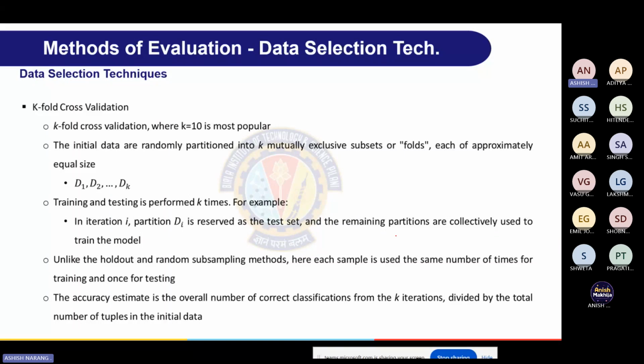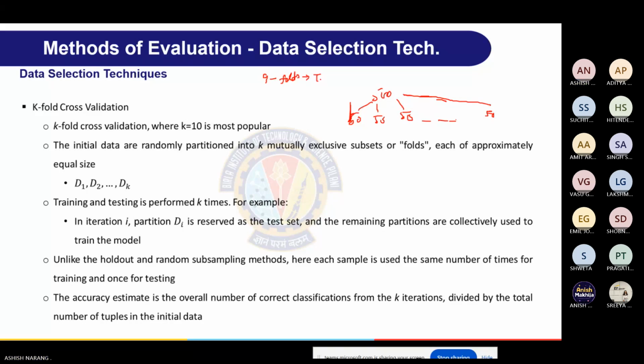Now, let's say you have 500 records. You might divide them into, let's say, 10 subsets, each of size 50. Every time you will give 9 subsets for training, or we call them folds, right? 9 folds for training and 1 fold for testing. And how do we repeat this process? Let's say first time, the first 9 are given for training.